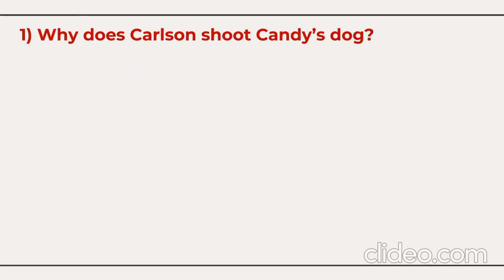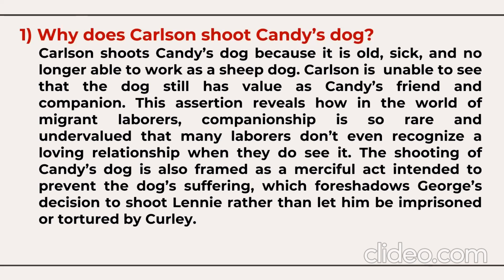Why does Carlson shoot Candy's dog? Question number 1 for 5 marks. Carlson shoots Candy's dog because it is old, sick, and no longer able to work as a sheep dog. Carlson is unable to see that the dog still has value as Candy's friend and companion. This reveals how, in the world of migrant laborers, companionship is so rare and undervalued that many laborers don't even recognize a loving relationship when they see it.